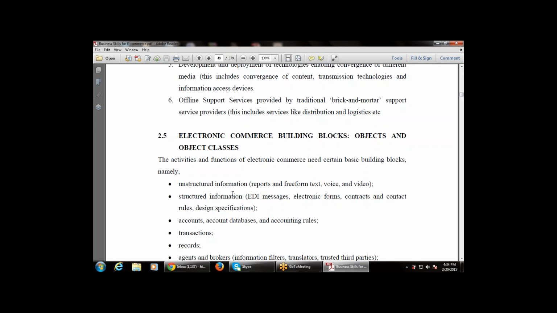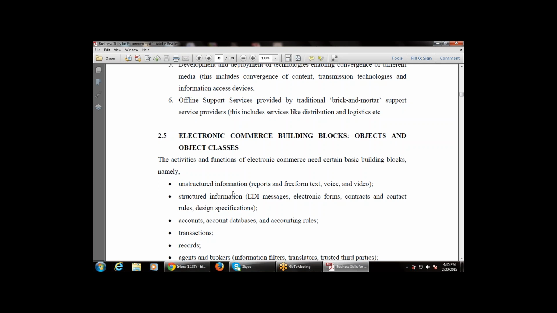Next is transactions, because whenever we do e-commerce there must be proper transactions, because without transactions nothing is there. If we are not doing any transaction, how is it possible to use e-commerce? Transaction is one of the important building blocks of e-commerce.